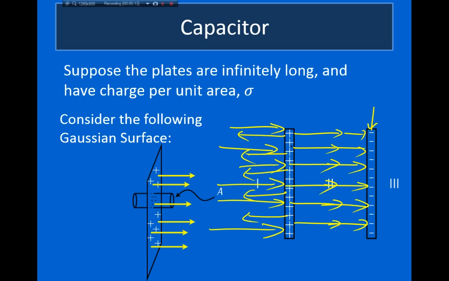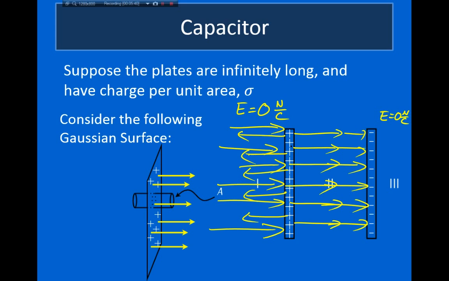And what we can see is that the electric field that is caused by this positive plate, which points to the left, is going to perfectly cancel the electric field that is created by this negative plate, which is pointing to the right. So over here, the electric field is going to equal 0 newtons per coulomb. Similarly, over here on the right side, the electric field is also going to equal 0 newtons per coulomb.